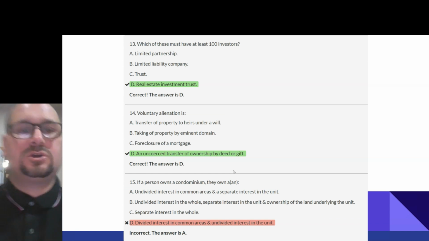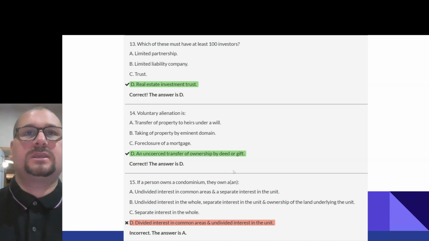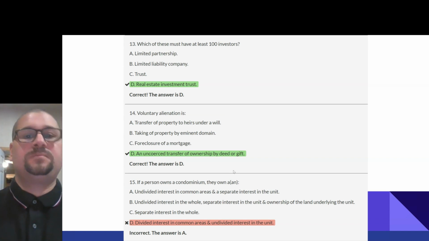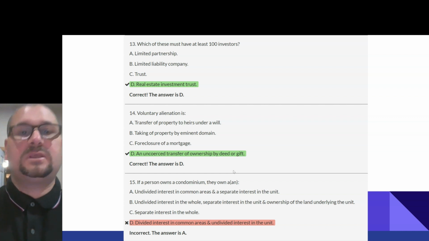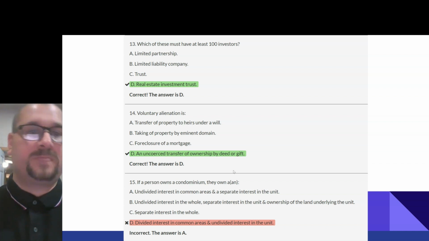A voluntary alienation is an uncoerced transfer of ownership by deed or gift. So say someone transfers you ownership and they did it through a deed, right? Maybe like a quitclaim deed or through a gift. That's voluntary alienation, right? They volunteered for that. So a transfer of property to heirs under a will. So A, right? That is involuntary. That's automatically going to happen.